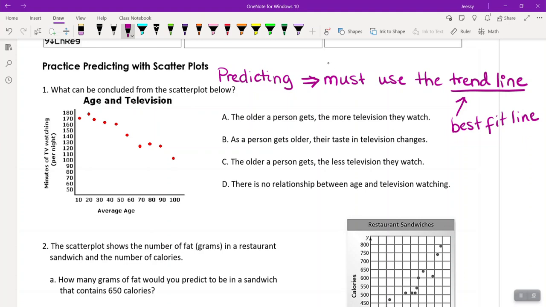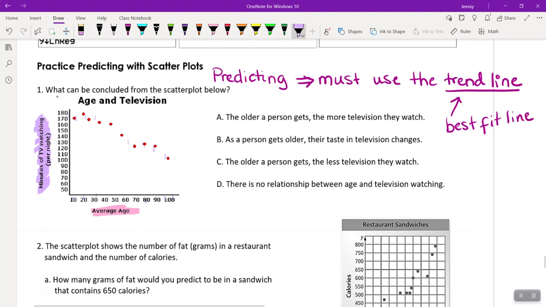What is on the x-axis? Average age. So it goes from 10 years to 100 years. What is on the y-axis? Watching TV, the minutes of watching TV per night. So it looks like the younger the age, they watch TV a lot higher. Then when you're older, you tend to watch less TV. That's what the graph is saying. Clear? So now, the question is, what can be concluded from the scatter plot?